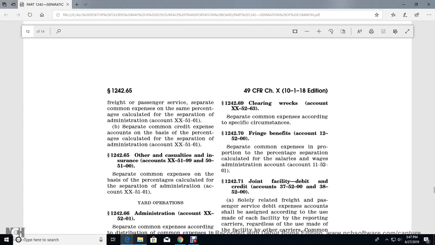XX 5101: separate common and credit expense of the account on the base of the percent of the calculated separation, XX 5101. 1242.65 Other casualty insurance, 5199, 5100: separate common income with the base of the percentage calculated with the separation administration of XX 5101.